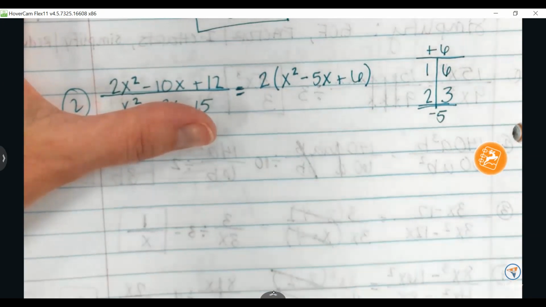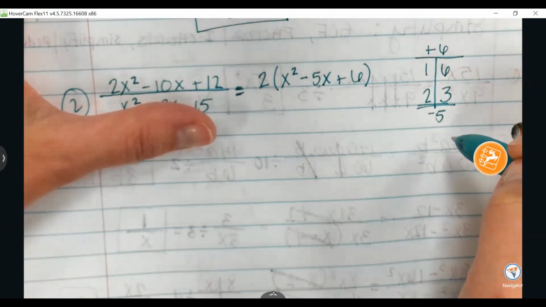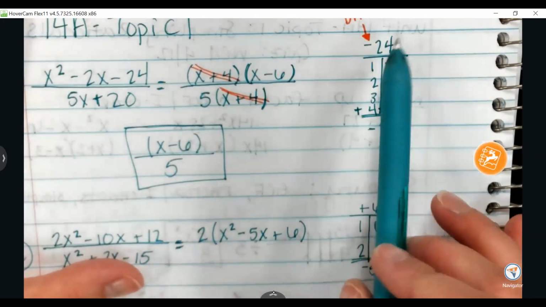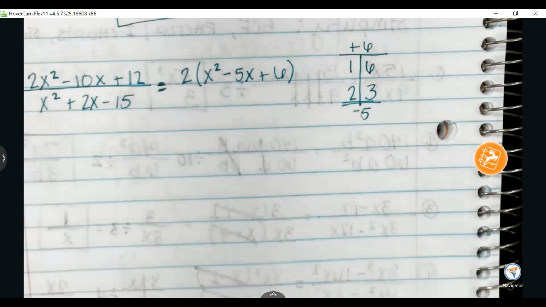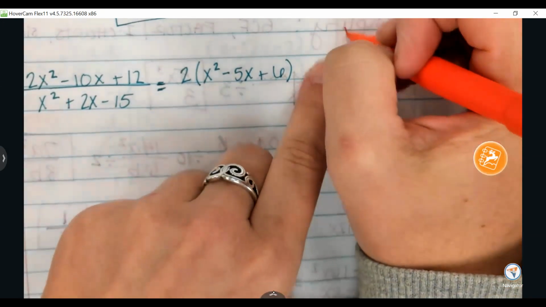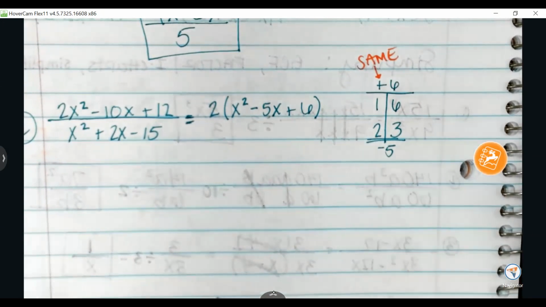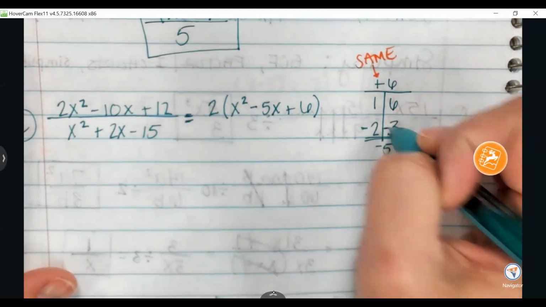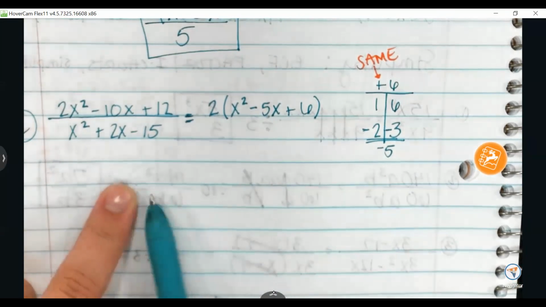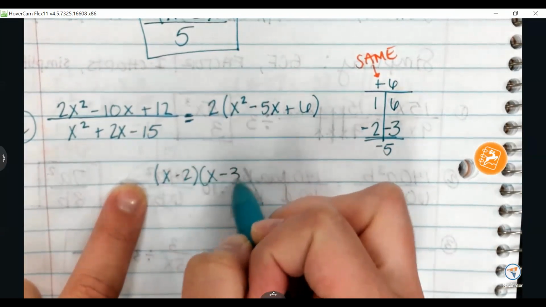Here's where it's tricky. I can use 1 and 6 and I can use 2 and 3 to get a -5. Do we agree with that? You've got to know which one it is. So that's what I was trying to explain up here. A subtraction sign means that my signs have to be different. An addition sign is adding, and when I add two things, their signs have to be the same. So they both have to be positive or they both have to be negative. So what numbers can I use to get a -5? -2, -3. Okay, so I'm going to move down here because I ran out of room. So my numerator is going to say x minus 2, x minus 3.